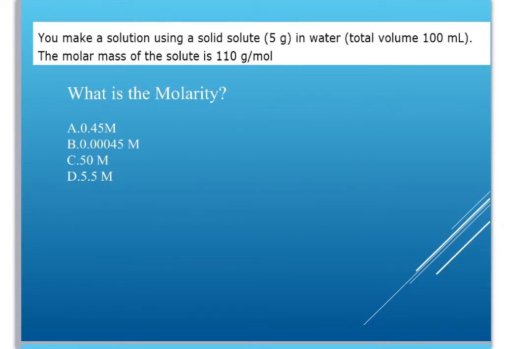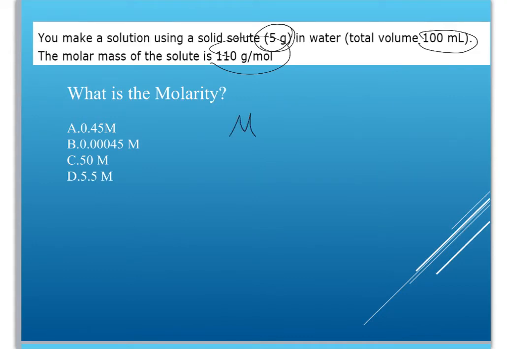Let's try another one. This one tells you the amount of grams you start with, the total volume of the solution, and the molar mass of the solute. So this one is another very easy one. Go ahead and make yourself write out, show your work. Remember, you're going to be expected to do that in a test. Be careful of units. Make sure you know how to show all your work and circle your final answer. So I would turn off the video because I'm going to start working through it now.